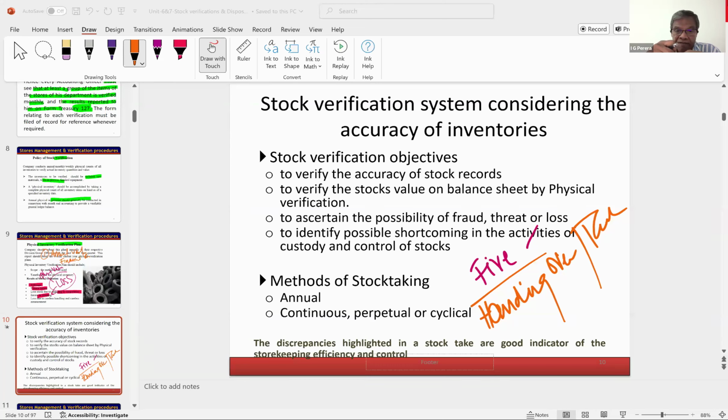Then the counting was done. There were so many items missing and variations.